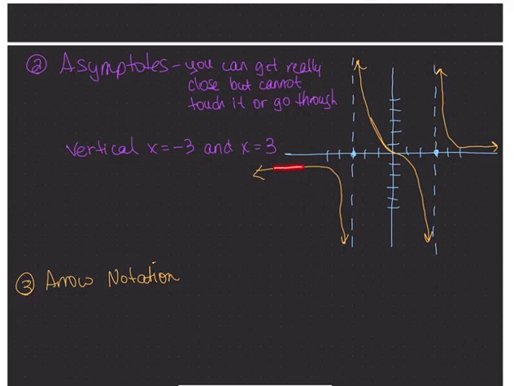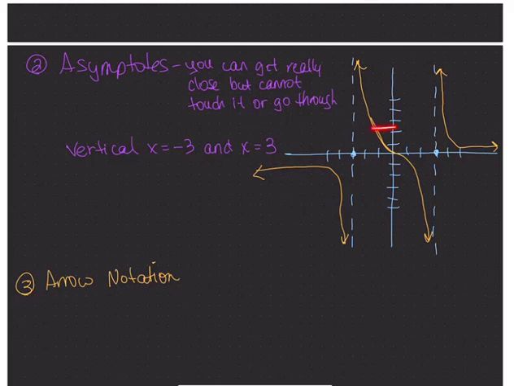Then I'm going to start coming this way and I'm going to get towards this asymptote. And I'm coming from that negative side of the asymptote, right? To the left would be negative, to the right would be the positive values. So I want to know what's happening to this graph as I'm coming to the asymptote from this direction. So that's going to be my second arrow notation.